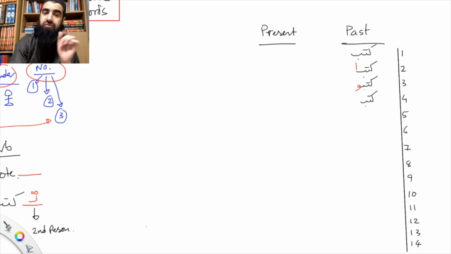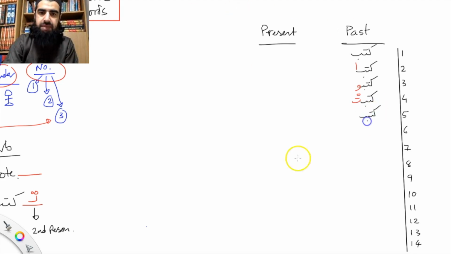Kataba means he wrote. Kataba, if you add the alif at the end, now that means two people. So you're saying they two wrote. And if you're saying katabu, then that means three people, three men. Katabu. So number 1, 2, and 3 is referring to third person, they. So he wrote, he two wrote, he three wrote.